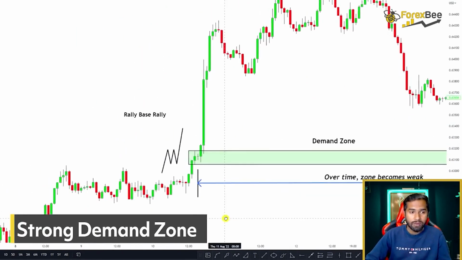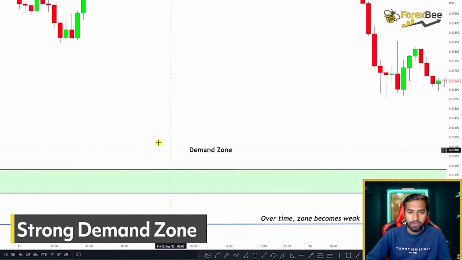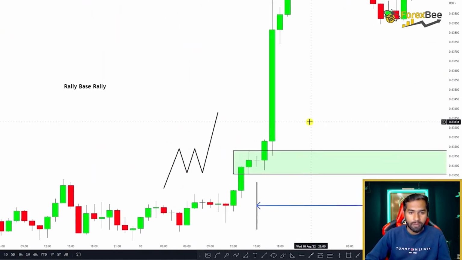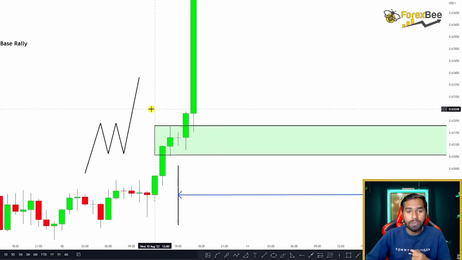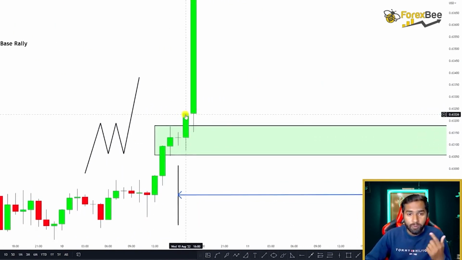Now, as soon as the demand zone is formed, let me just zoom in on the charts. Here we can see that there is this rally base rally demand zone, and that demand zone is drawn at the high and low of the base region. So at the close of this bullish candle, the zone was complete and this zone is formed.